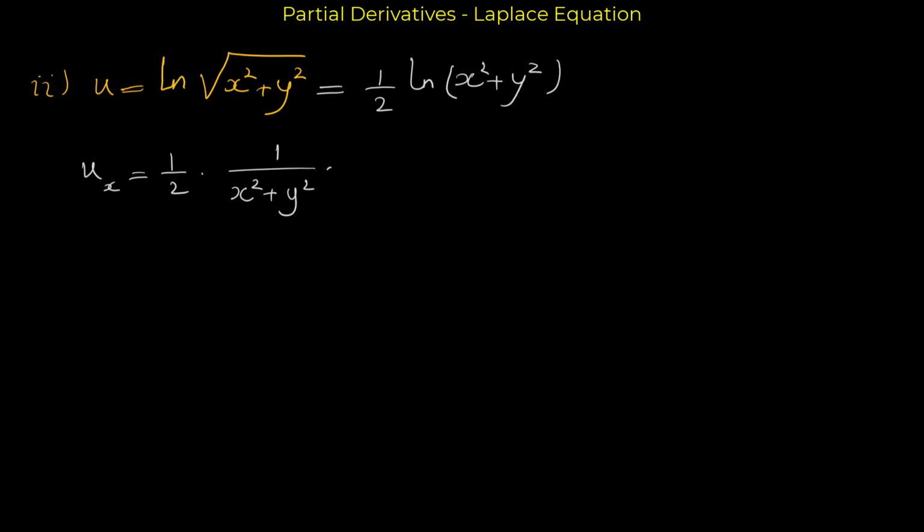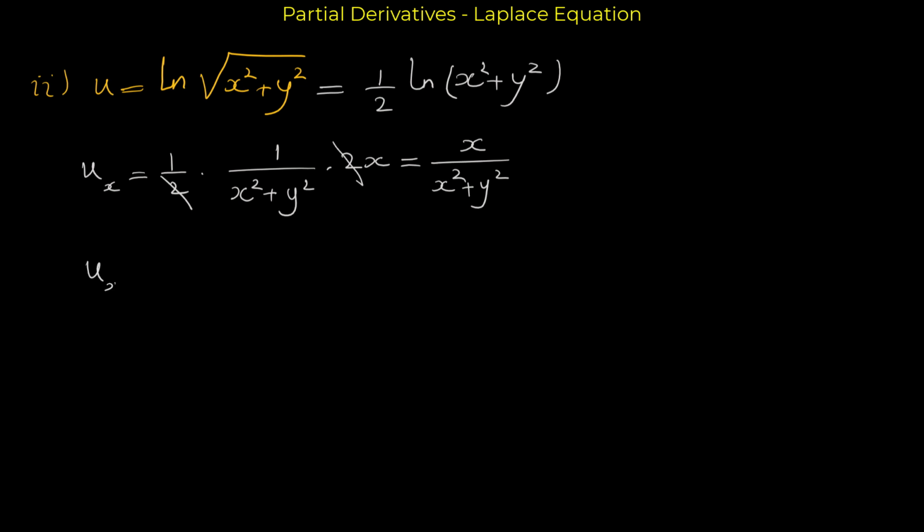The derivative of x to the 2 is 2x and the derivative of y to the 2 is 0, because now our focus is on x. If we simplify this, we can rewrite it in the form of x over x2 plus y2. The 2 from the numerator and the 2 from the denominator cancel. X multiplies in the numerator, so we have x over x2 plus y2.